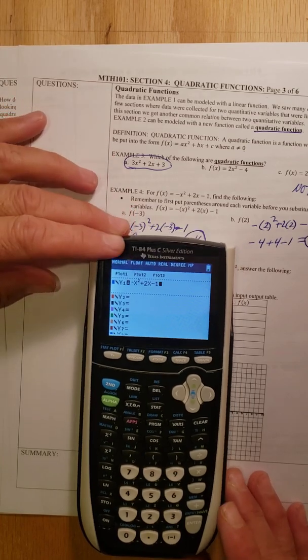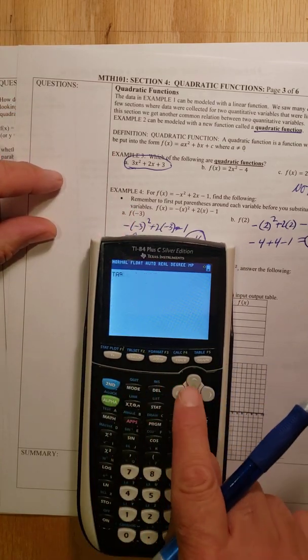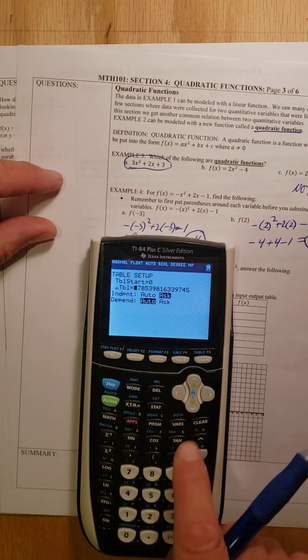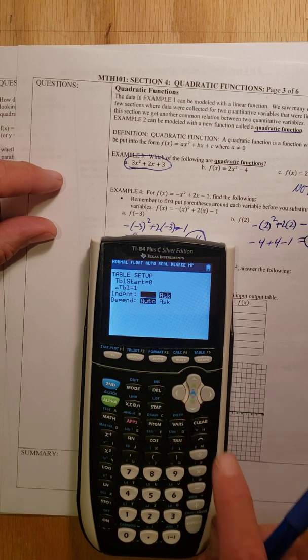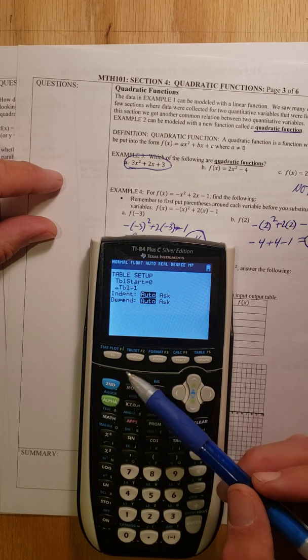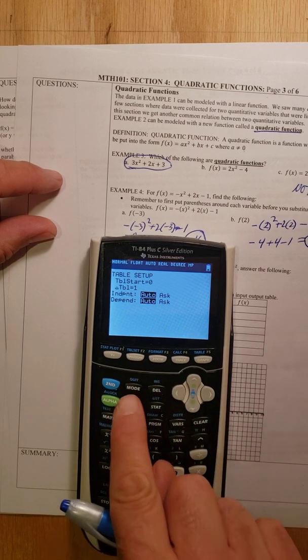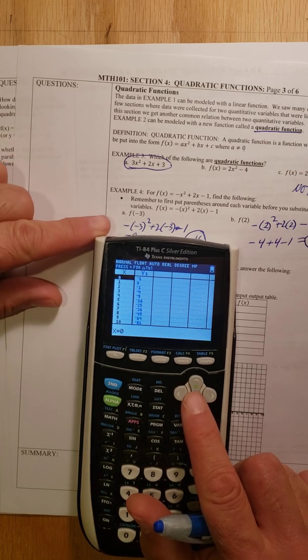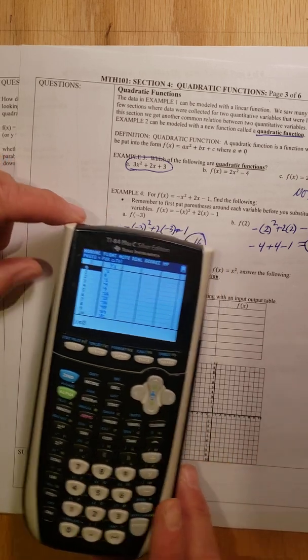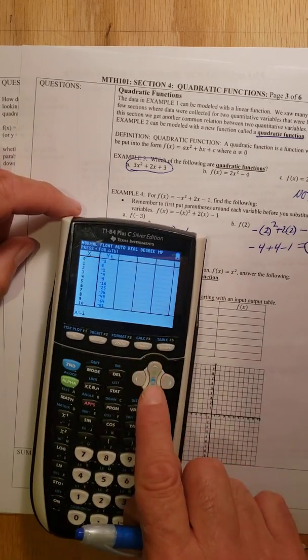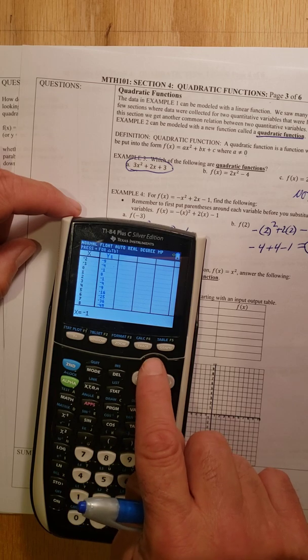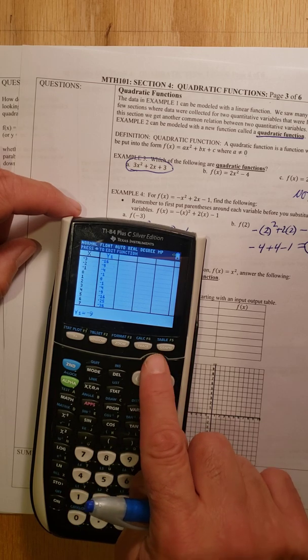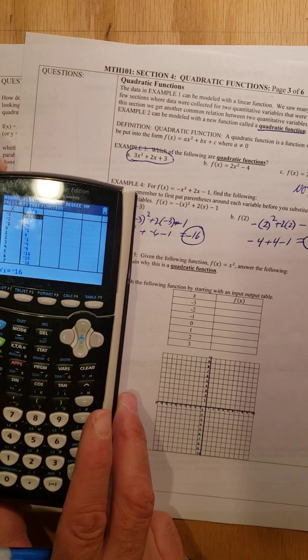I'm just going to set up my table. So I go second window. I'm going to start at 0 and go by 1s, and I'm going to change this back to auto. So that should be my table setup above my window. Then if I go second table, I should see a nice table. Here's my 2, -1 right here. My -3 is over here. That's the -16. That's what I got.